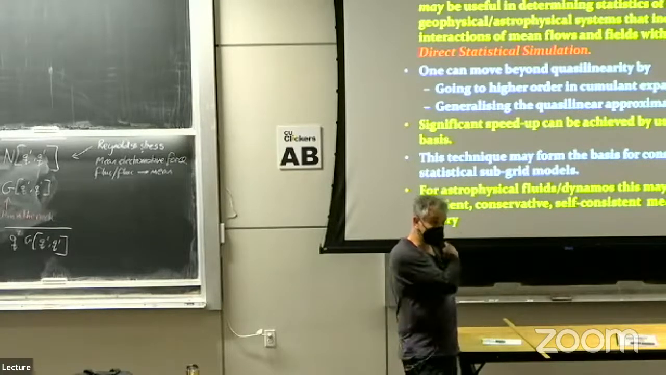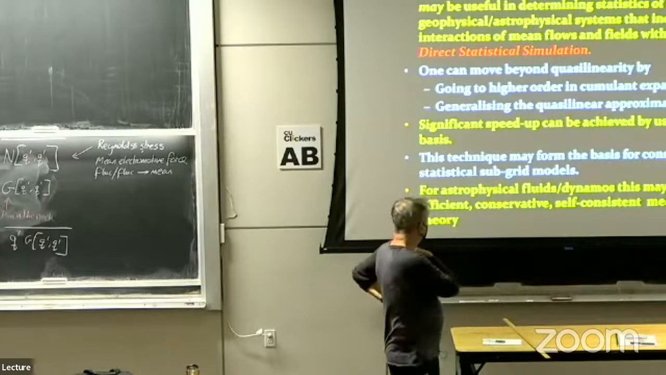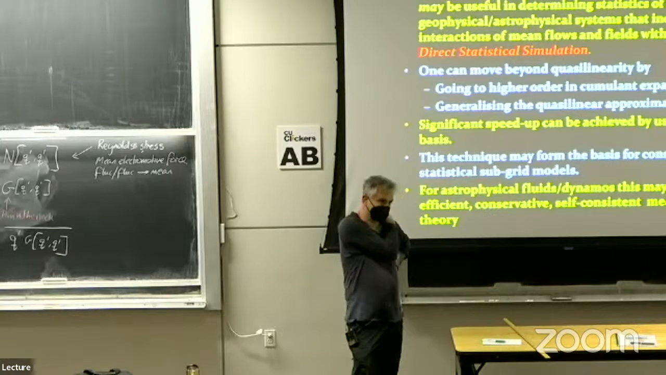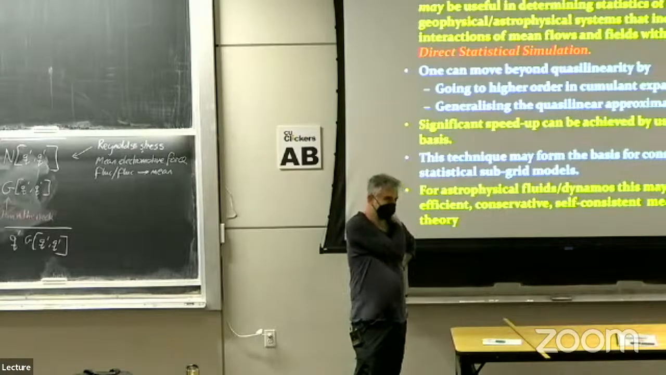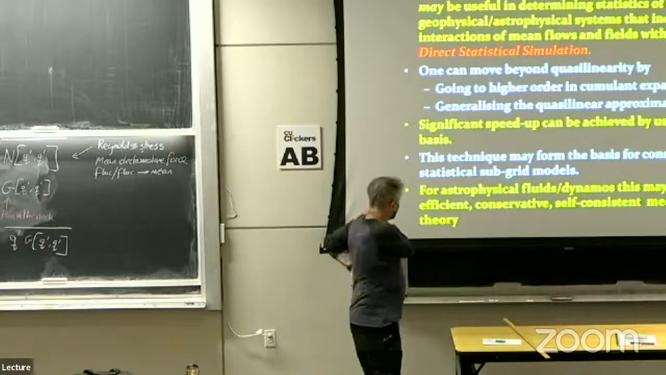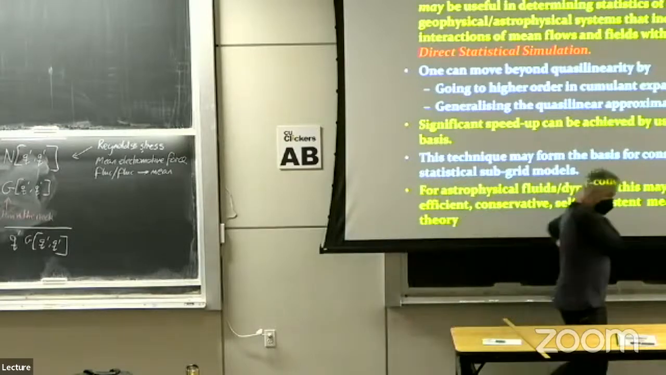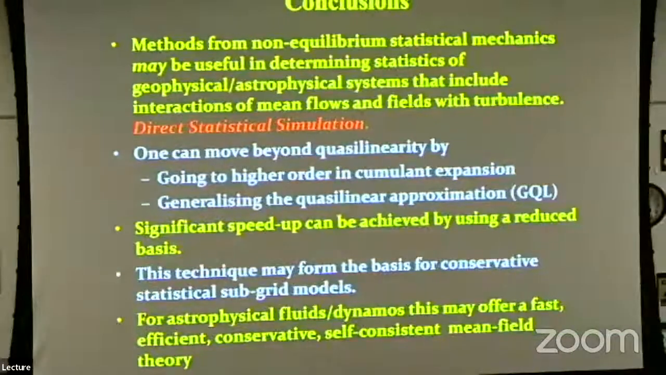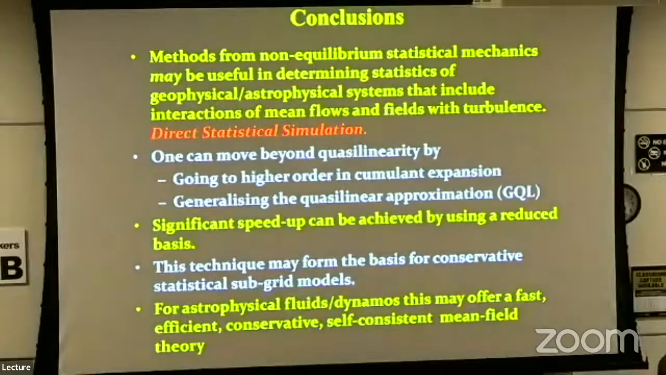How do I get the POD modes? I literally do it by brute force. The first one we did was we did the DNS, we worked out the second cumulant, and then we just worked out its eigenmodes. So that's the one I described as cheating, because I had to know the answer to get the answer.